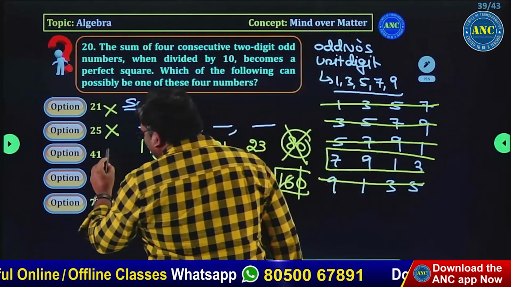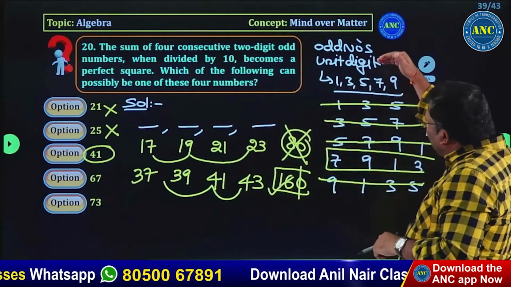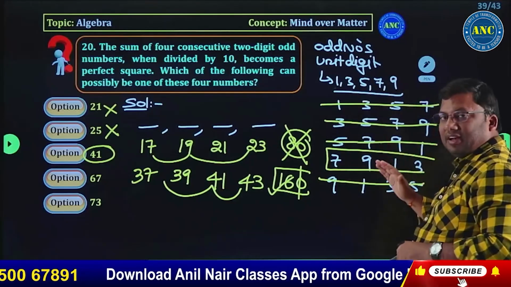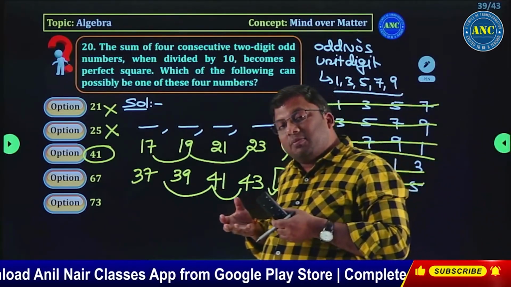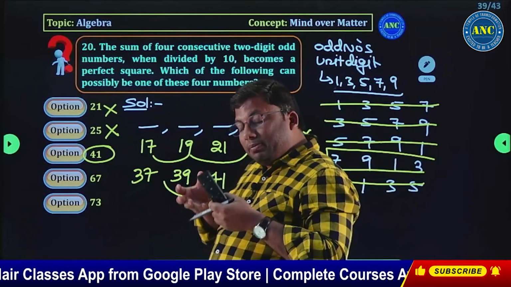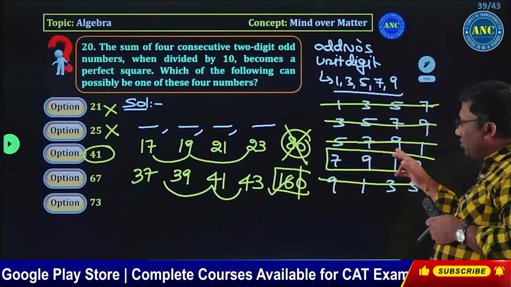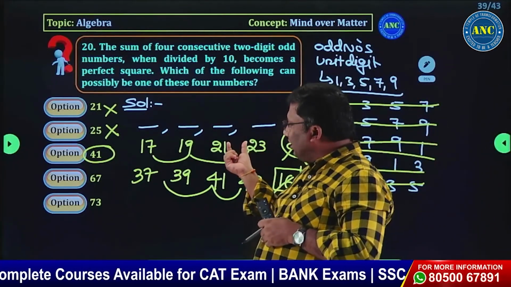Very, very easy way to solve, if you understand that an odd number's unit digit is 1, 3, 5, 7, 9. I wrote all the possibilities. This number is getting divided by 10. That means the sum of these numbers should end with 0. The only possibility is 7, 9, 1, 3. So the first option is 21.